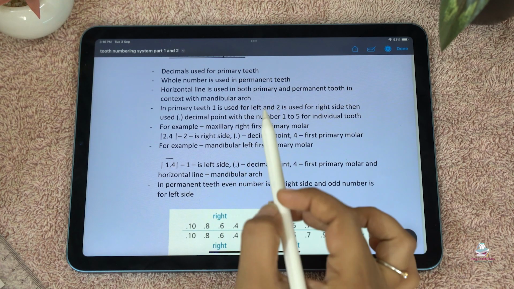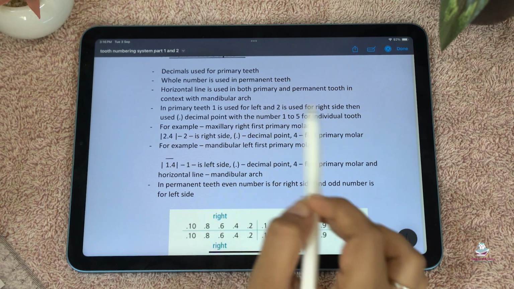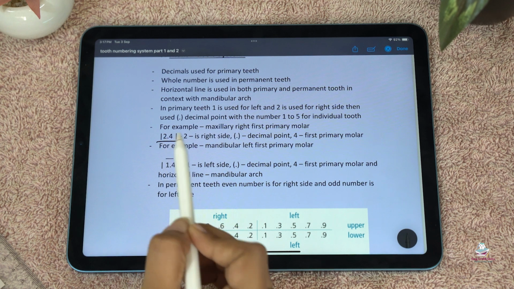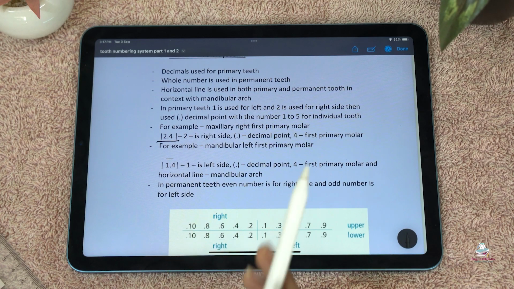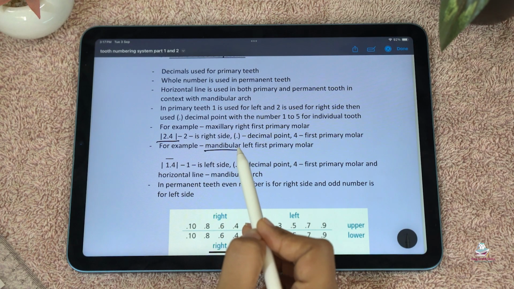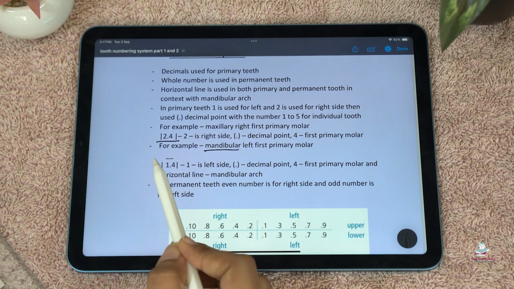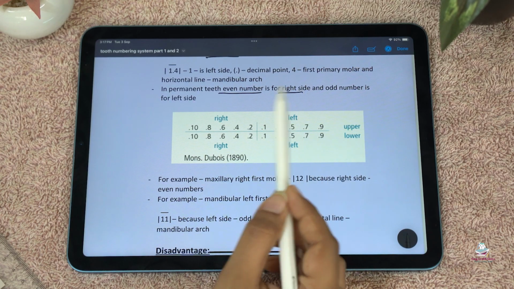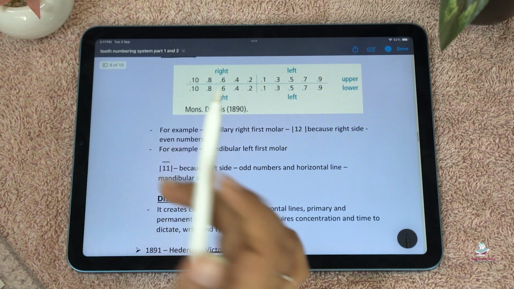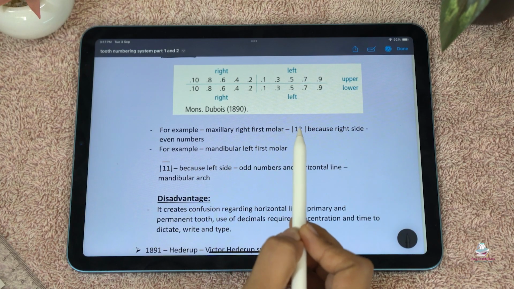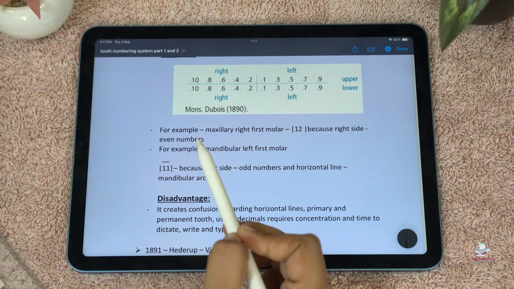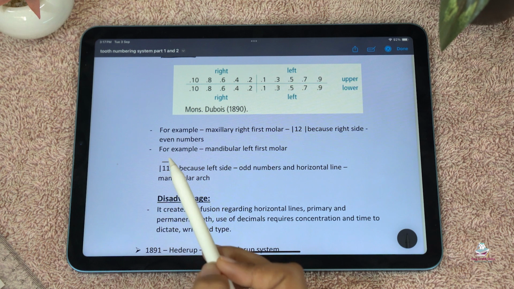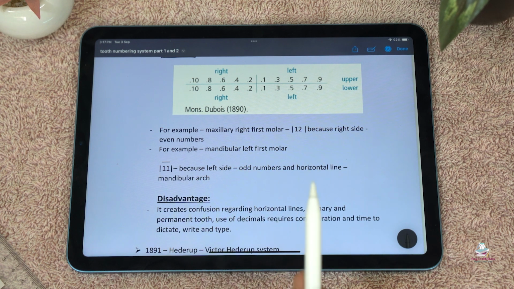For example, if you want to write the maxillary right first primary molar, you have to write it like this. In this, 2 is the right side, the dot is the decimal point, and 4 is the first primary molar. If you want to do the same for the mandibular left first primary molar, then you have to put a horizontal line above this. It is the same in the permanent: an even number is used for the right side and an odd number is used for the left side. For example, to write the maxillary right first molar, it is 12, because it is the right side, an even number. And for the mandibular left first molar, since it is mandibular, a horizontal line should be placed, and 11, the odd number, because it is on the left side.